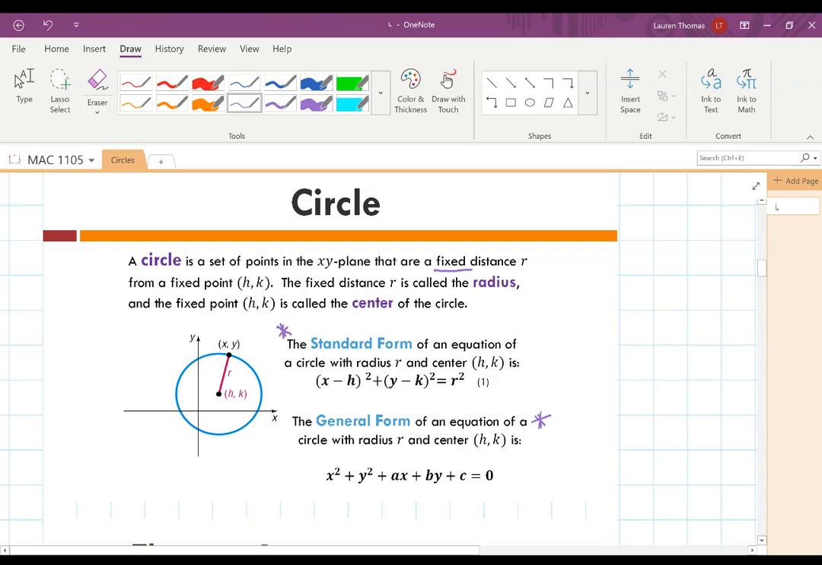But r, like the definition said, that's the radius. So we know from geometry that the radius of a circle is the distance from the center of the circle to the outside rim. And the center, as we know from the definition, is signified by h and k.